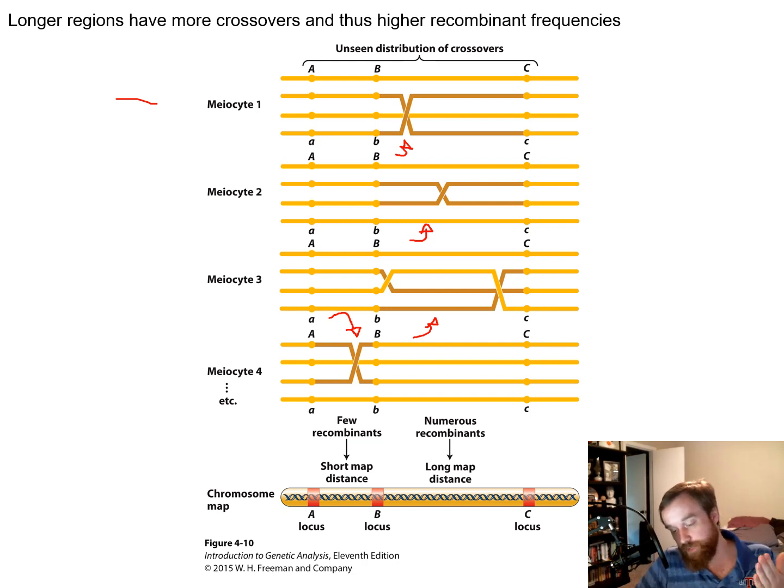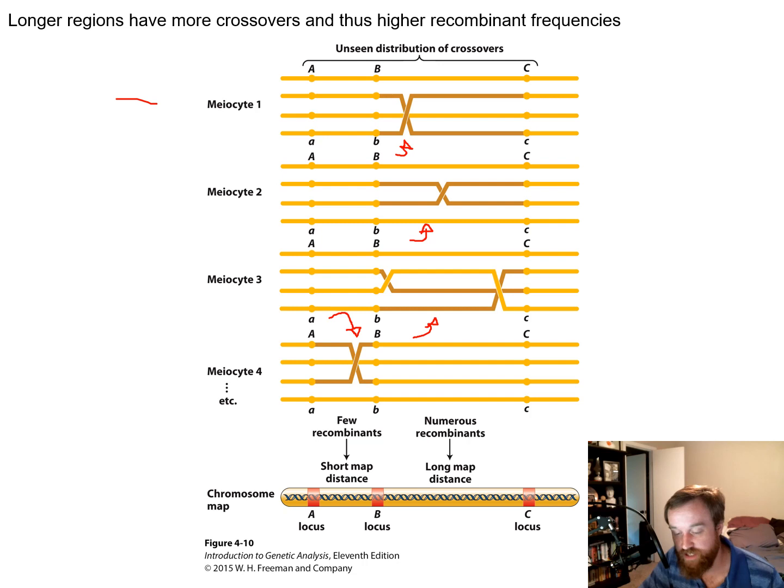Now, because recombination happens randomly across the entire chromosome, the further the distance apart these 2 genes are, the more likely we are to have recombination happen between them. If 2 genes are very close together, they're very closely linked, then the odds of this random event happening between those 2 genes is very, very small.